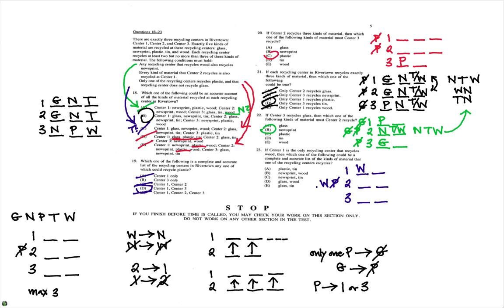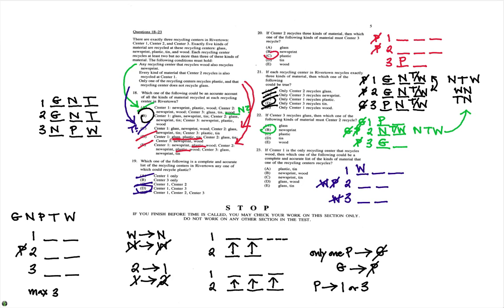Well, automatically that tells us wood can't go in centers 2 or 3, which tells us that we're in the scenario where center 1 has 3 materials and center 2 has only 2 materials. Because again, if center 1 is the only center that recycles wood, centers 1 and 2 can't have all the same materials, which means center 2 cannot recycle 3 materials, because then center 1 would have to have those exact same 3, and that would violate this idea that only one center, center 1, recycles wood.